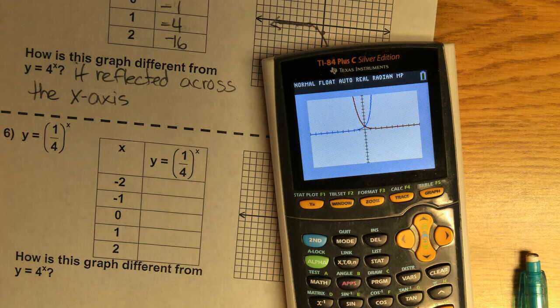And I'm going to go to second in table. And we've got negative 2 and 16. We've got negative 1 and 4. 1, 0, and 1, and 0.25, and then 0.06. So it just reflected across the y-axis.